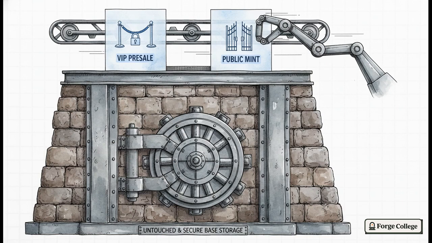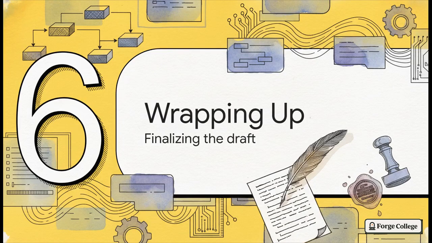And for a gated mint, it beautifully demonstrates the power of our transparent blueprints. When the VIP presale ends and the public mint begins, you simply swap or update the policy layer to remove the restriction. The beauty is that your underlying ERC-721 base and all that crucial low-level storage data remains completely untouched and perfectly secure.